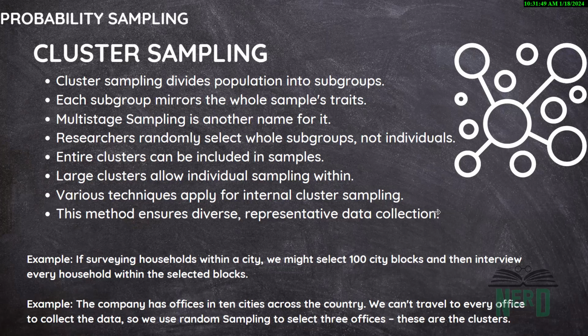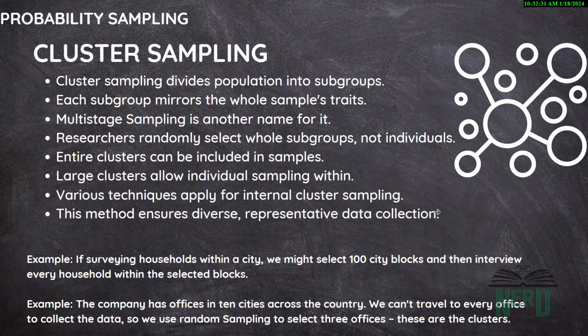Another example: imagine a company with offices in 10 different cities, and it's not feasible to go to every office for your data collection. So what we do is randomly choose 3 offices, and these offices are our clusters. We then focus our effort on collecting data from these selected offices, right? This method saves time and resources, especially when dealing with a large population spread over vast areas. By focusing on clusters, we can get a good snapshot of the whole without having to cover every single individual.